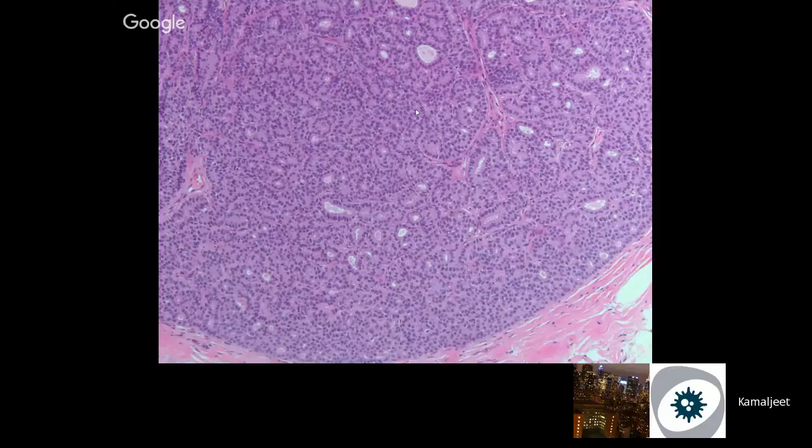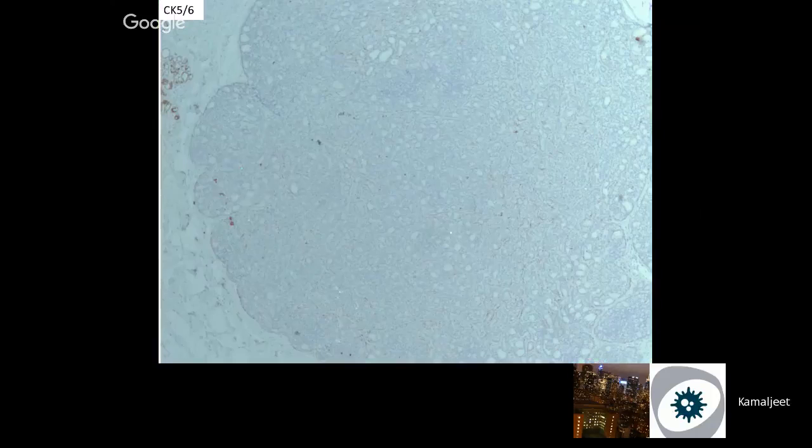And on high power, you can see most of the proliferation is made of these rounded acini. So the first thing you've got to do is ask, are there any myoepithelial cells? So you do a morphological evaluation. I don't see any, but you can certainly do myoepithelial stains and CK5/6 and ER. CK5/6 is almost negative. There's some focal staining, but in the entire lesion, it's totally negative.